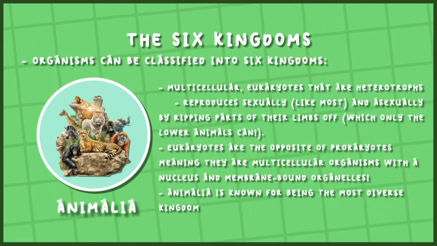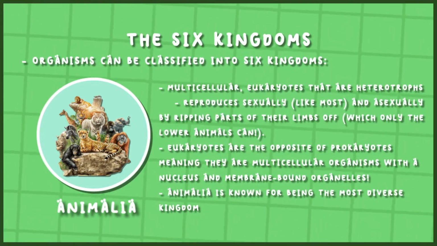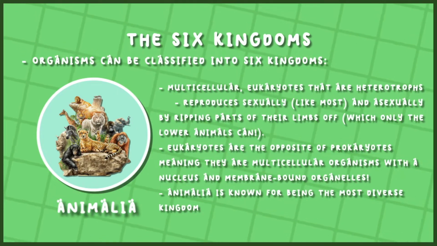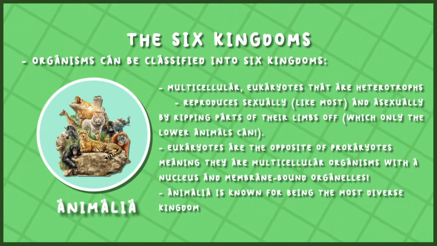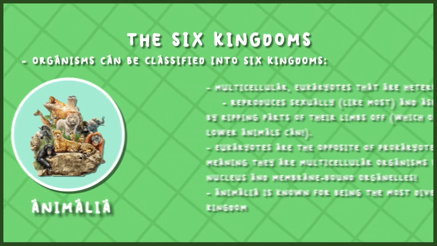Next, we have Animalia, which are organisms that are multicellular eukaryotes that are heterotrophs. Animalia is known for being the most diverse kingdom, where animals are, and can do many things such as reproduce sexually like most, and asexually by ripping parts of their limbs off. This is only the case for lower animals.